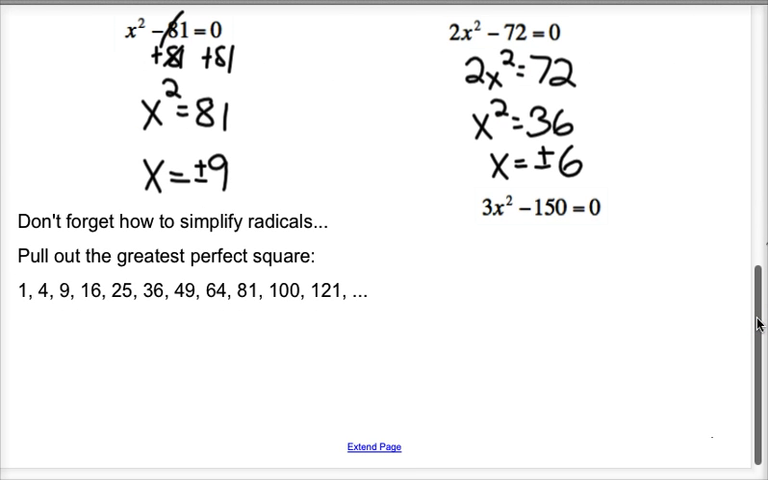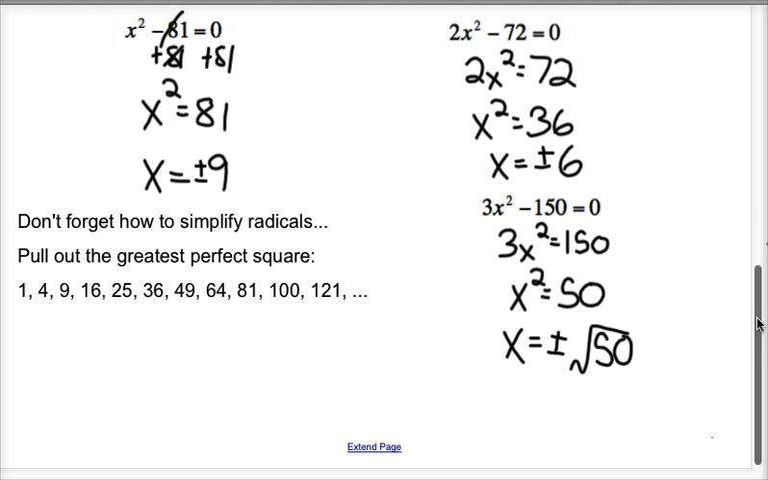Moving to our third example, it looks very, very similar to the last one we just did. I'm going to add that 150 over to the other side, because again, my first goal is to get the squared term by itself, divide by 3, and now square root both sides.